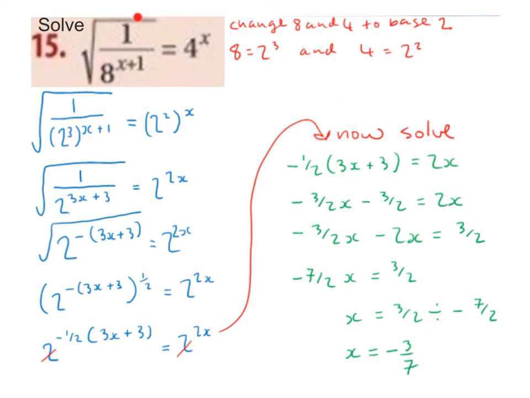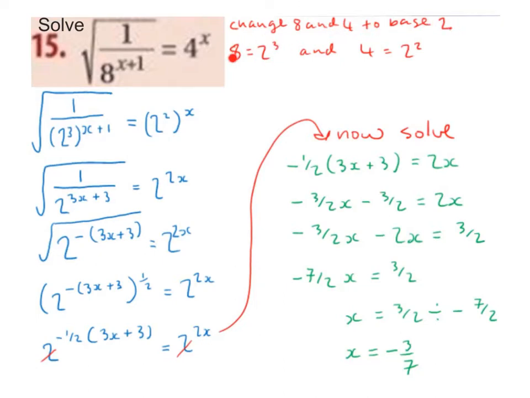Solve the square root of 1 over 8 to the power of x plus 1 equal to 4 to the power of x. So in this question, we are not told to change the 8 and the 4 into the same base, but what we're going to have to do is change both of them into a base of 2. The idea is that we eventually have 2 to the power of something equals 2 to the power of something. We can cancel out the bases, we can cancel out the 2's, we can equate the indices, and we can solve for x.